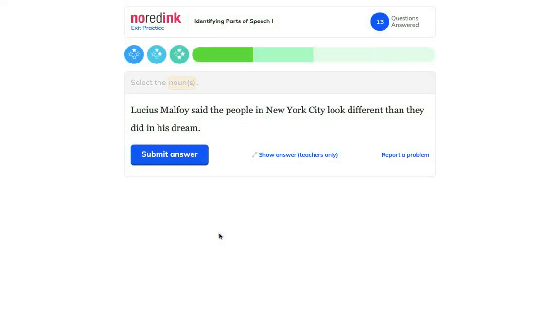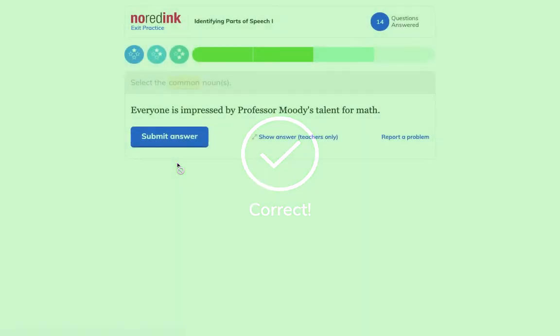Select the nouns. Lucius Malfoy said the people in New York City look different than they did in his dream. So we've got a proper noun, a name, Lucius Malfoy, he's our subject. Said who, people in where, New York City, look different than they did in what, his dream. So we've got person, place, thing.